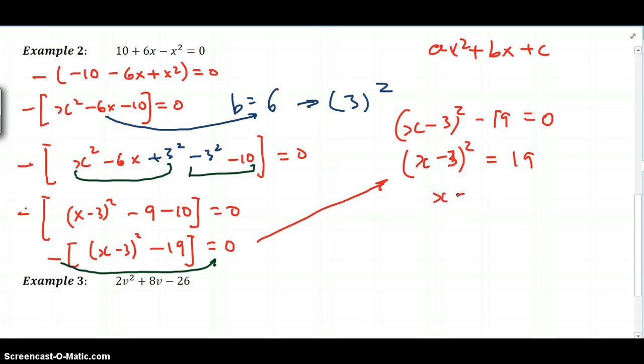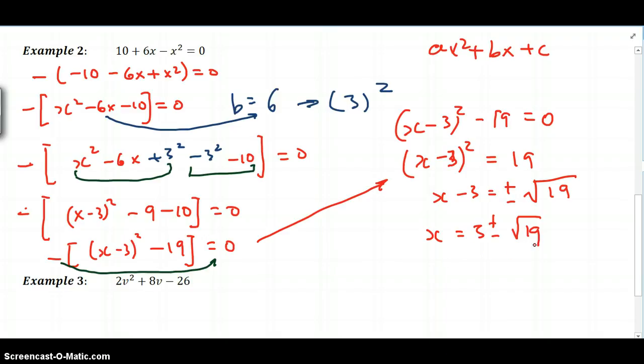From here, this becomes x minus 3 equals the square root of 19. Now keep in mind, whenever you take a square root of a number, you need to make sure that you account for the fact that there is a positive and a negative component. So this becomes x equals 3 plus minus root 19. And so those are the two solutions of your quadratic equation when you plot them.